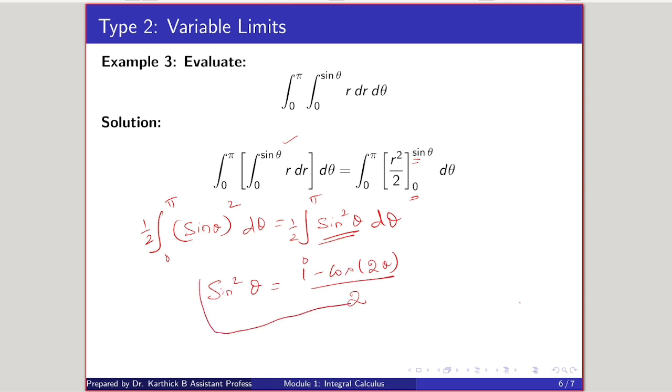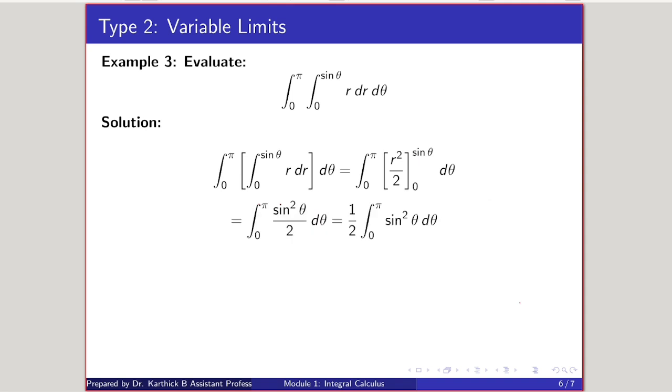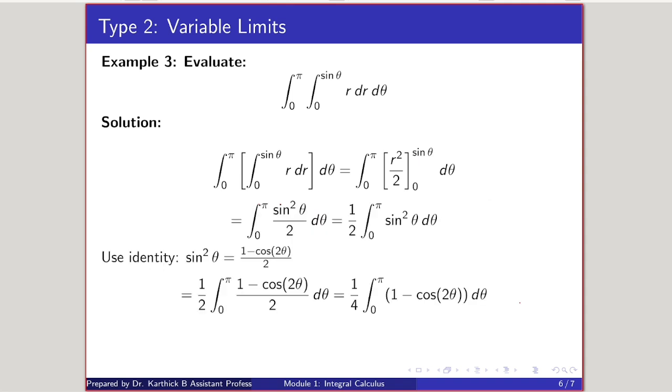Therefore, by this formula, we may make a substitution. Already 1 by 2 is there, so we can make 1 by 2 into 1 by 2. So here it will be 0 to pi, and (1 minus cos 2 theta) into d theta. So on the next step, we get this (1 minus cos 2 theta) by 2, 1 by 4. So 1 by 2 into 1 by 2 becomes 1 by 4. So now the terms are 1 and cos 2 theta.